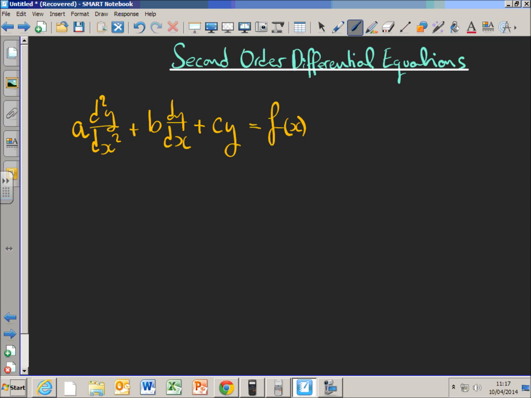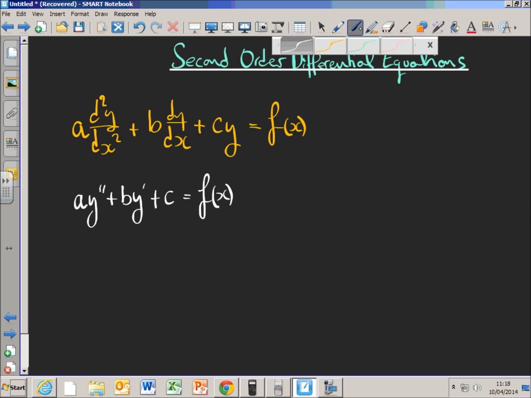And what I'll probably do while we're going through this is use this other notation, which is a y double dash for the second order, plus b y dash plus c y. So that's the sort of questions we're going to get of that form, and they're just different ways of writing it.